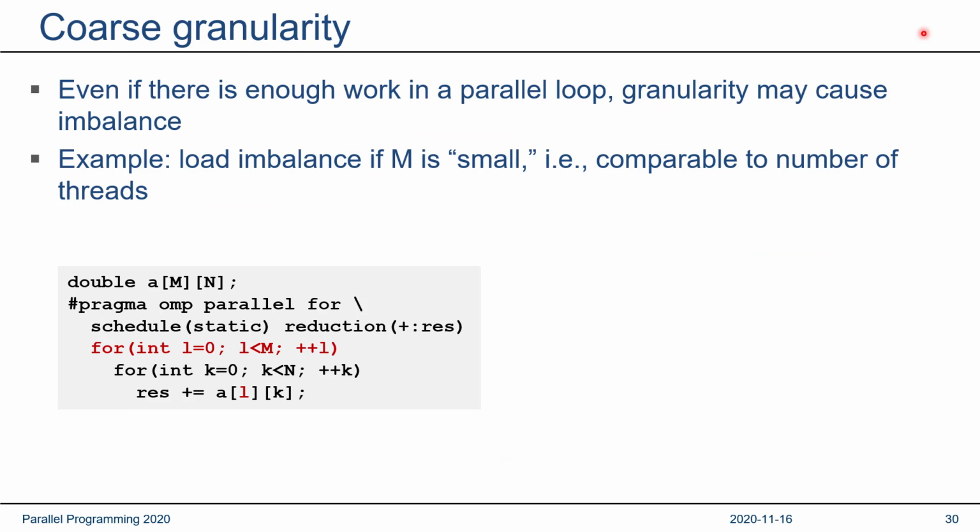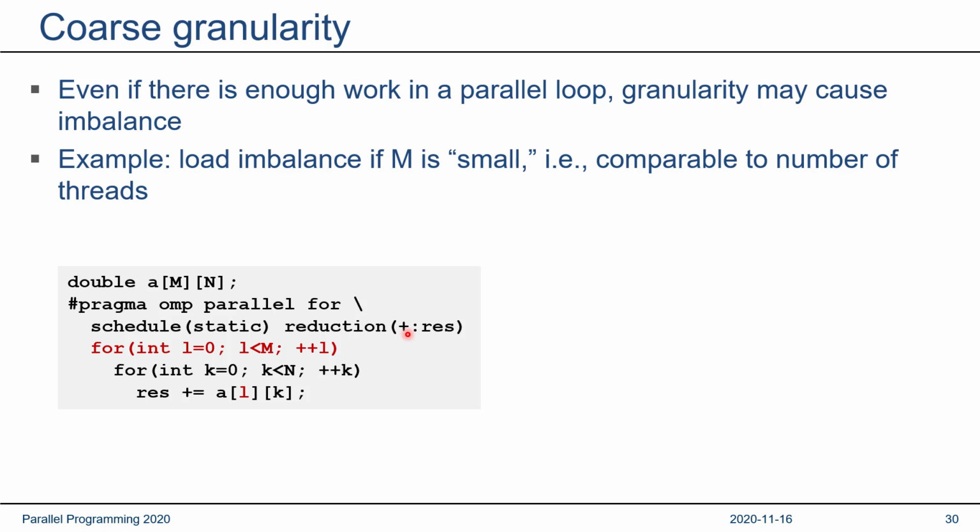One recurring problem that's often overlooked is granularity that's too coarse. Sometimes you do have enough work to amortize the overhead of parallelism. However, the chunks in which the work is lumped together are so coarse that there's no efficient way of distributing the work across threads or tasks. So in this example, we have a two-way loop nest over L and K, and all we do is actually add elements of a matrix, and we do this in a parallel loop with static schedule and a reduction clause.